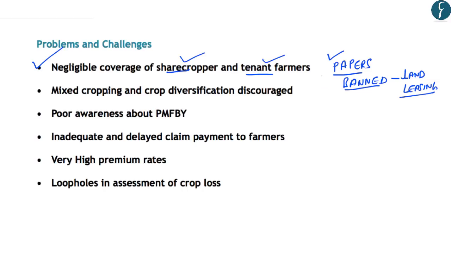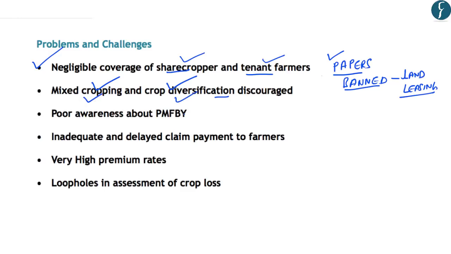Now, the implementation of Pradhan Mantri Fasal Bima Yojana has been discouraging mixed cropping and crop diversification. This is because only a limited number of crops are notified by the states under the Pradhan Mantri Fasal Bima Yojana. And only on these crops can anyone avail the insurance. So this acts as an impediment to crop diversification or mixed cropping. And you should know that the Fasal Bima Yojana covers only a limited number of food crops and oil seeds besides certain crops which are included under horticulture. So due to this limitation, the Fasal Bima Yojana has been discouraging crop diversification and mixed cropping.